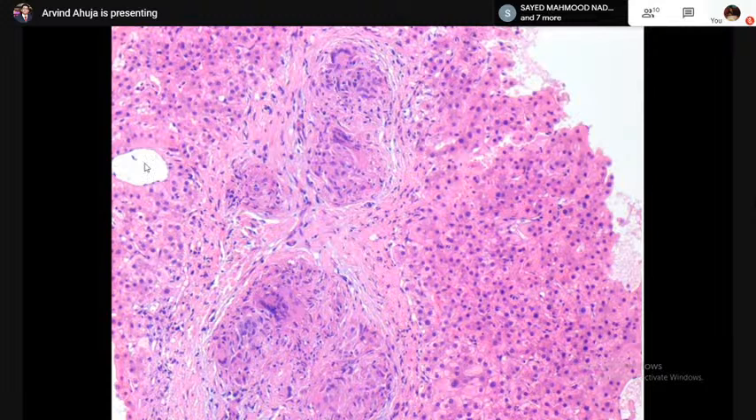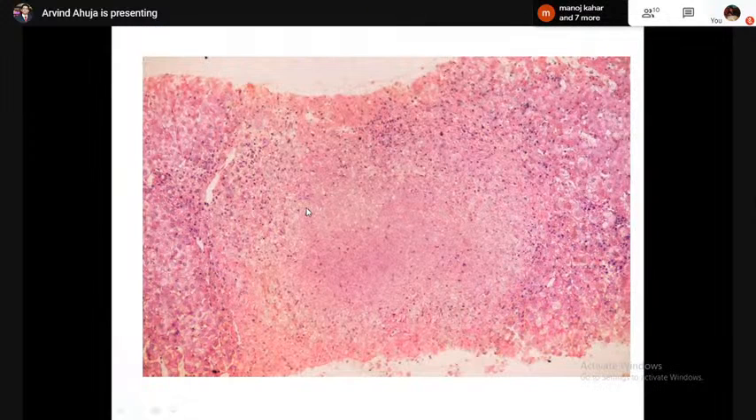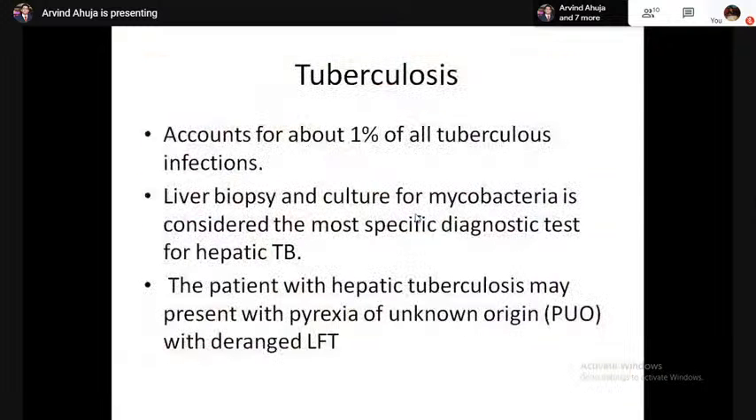This was especially in the perivenular area, and on reticulin stain, it was retic poor. However, if you are lucky, you can find a necrotizing granuloma, and look for acid fast bacilli when you do the Ziehl-Neelsen stain. So it was a case of granulomatous hepatitis, and it was suggestive of tuberculosis. Although the AFB was not positive, the patient was given a trial of ATT, and the patient improved after that.